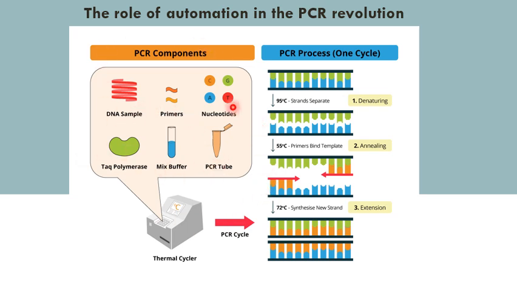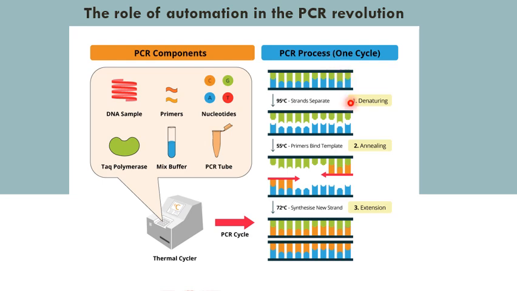So as you can see here, all the components of the PCR will be added in one tube to the thermal cycler. This is the automation of the PCR technique, which was a revolution to the whole molecular DNA community. Once you need to automate the process, you add all of these components to the PCR tube, and you conduct your reaction.